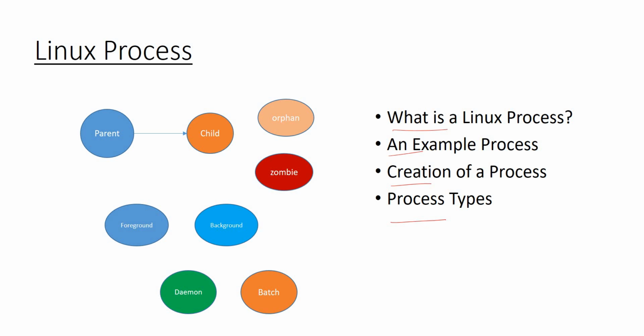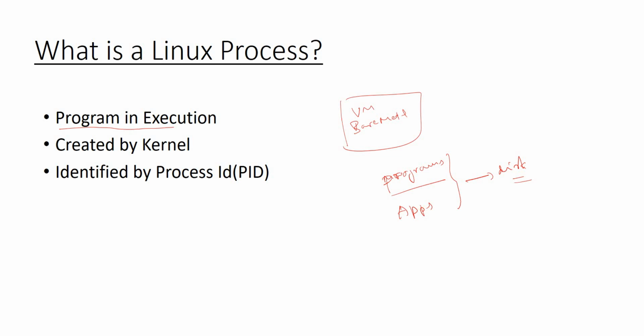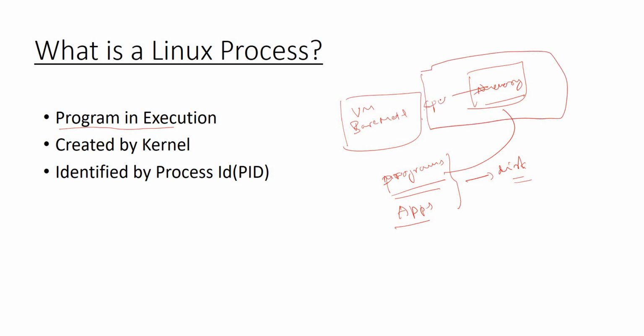So let's start with what a Linux process is. A Linux process is a program in execution. For example, we have a machine. It can be a virtual machine or a bare metal machine or a laptop where we install multiple programs or applications. Before running these applications or programs, they will be stored on disk. Until we execute an application or program, it will be stored on the disk itself. If we start this application or program, then it will be loaded into memory and the corresponding instructions will be executed by the CPU. So the execution of a program is called a process.